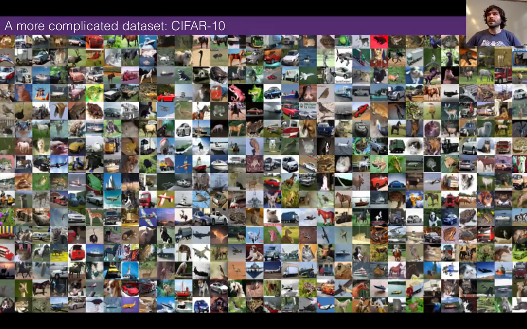CIFAR 10. This is another data set that is more complex than numbers. We've been dealing with a pretty simple data set. Why are numbers more simple than these? So first of all, what is CIFAR? This is a data set with 10 categories, like MNIST, but the categories rather than numbers are, let's see if I can remember all of them: automobiles, so cars, trucks, dogs, cats, frogs, ships, horses, birds, airplanes, and deer maybe. I don't remember. The point is that it has those 10 categories.